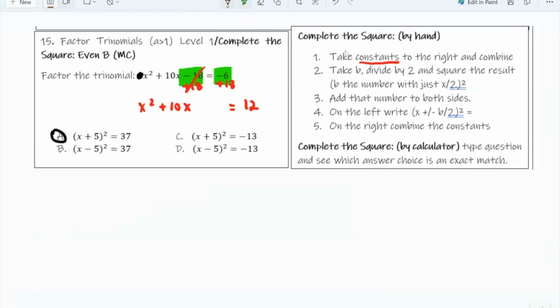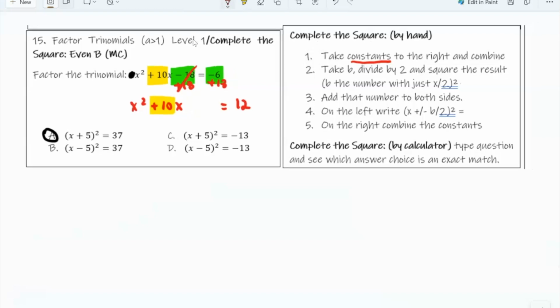Take b, and again, b is the number with just the x, so take b right there. You're going to divide it by 2, and then square that result. So take b divided by 2, square the result. So we're going to divide 10 by 2, which is 5, and square that, which is 25. And you're going to add that number to both sides. So I'm going to add it to this side and add it to this side.